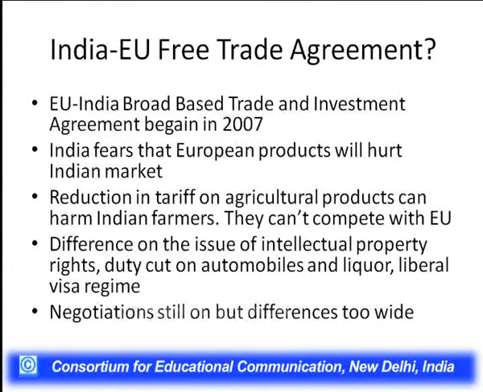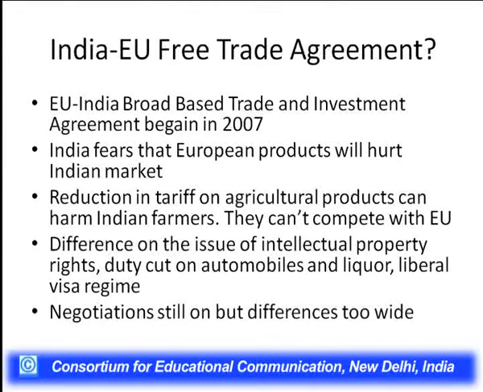So India is reluctant to reduce tariffs in agriculture, and also because both the United States and the European Union provide subsidies to their farmers, and as a result, the price of products in Europe is cheaper, and that kind of subsidy is not necessarily available to Indian farmers. So that's the reason India is very cautious when it comes to signing the free trade agreement with the European Union, especially on the issue of reducing the tariff for agriculture products.